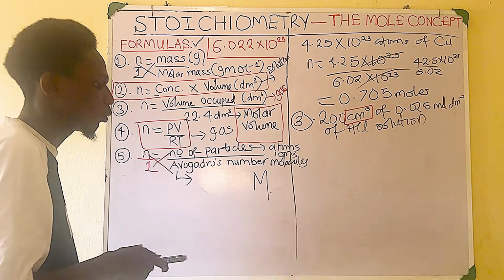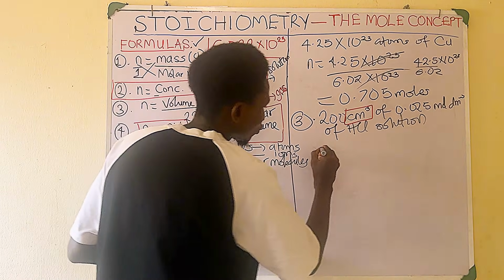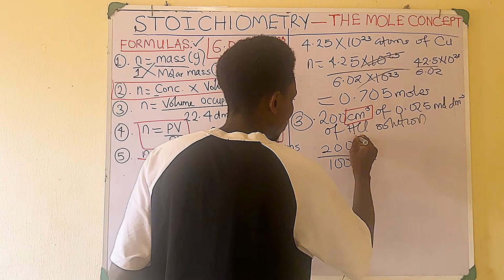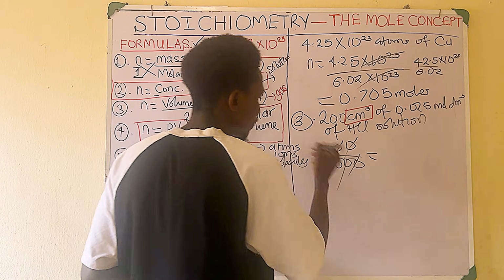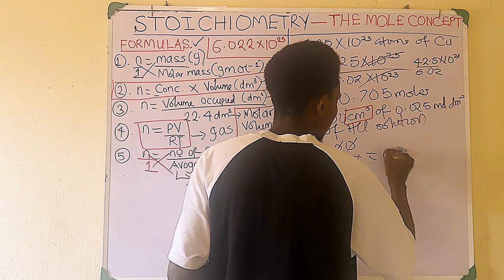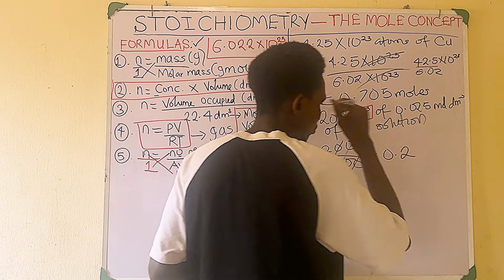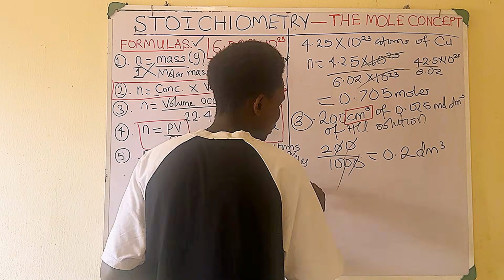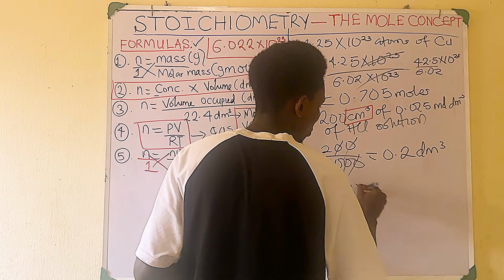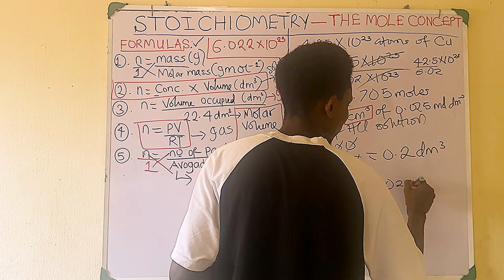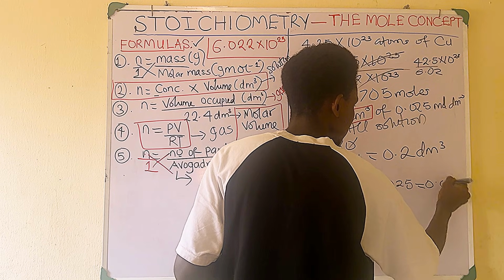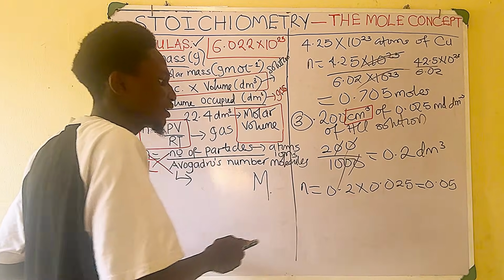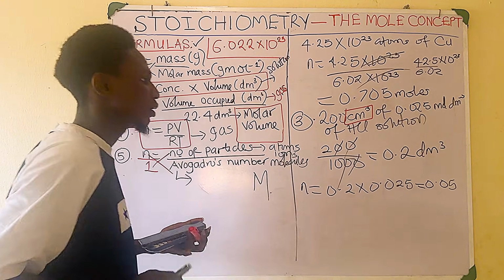Now, we first convert this to dm cube. We're going to divide by 1000. Just cancel out everything: 2 divided by 10 gives you 0.2. So 0.2 dm cube. From there we just multiply both of them: 0.2 times 0.025, which gives you 0.05. Hope you get it. It's very, very easy actually. You can see we've gotten our number almost straight up. Let's go to the next one.